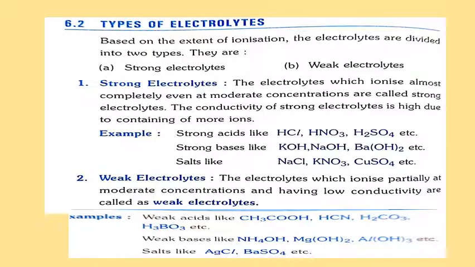Okay, types of electrolytes. Based on the extent of ionization, that means how much amount of electrolyte will be dissociated. The electrolytes are divided into two types. One is strong electrolytes, another one is weak electrolytes.